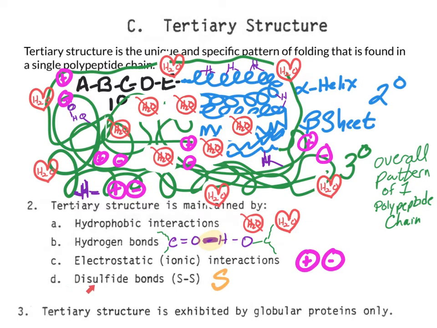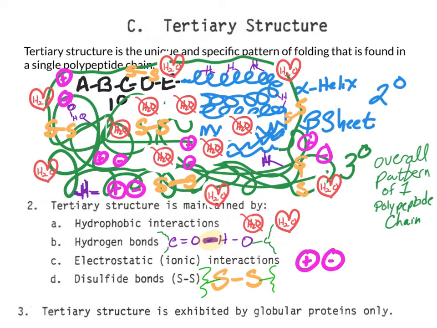These are a type of covalent bond that is found between two sulfurs, coming from two different amino acids that have sulfur in them. We're talking about cysteine, and those two bond together, and they're held together by that covalent bond, which is a very, very strong bond.